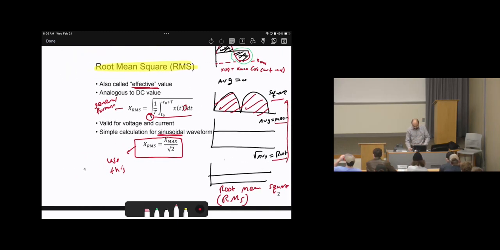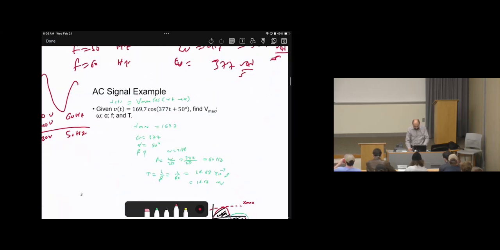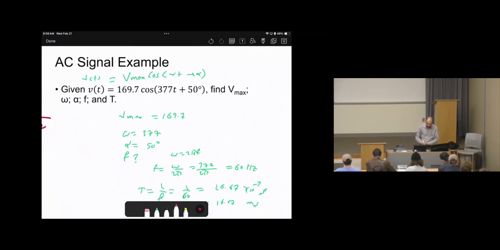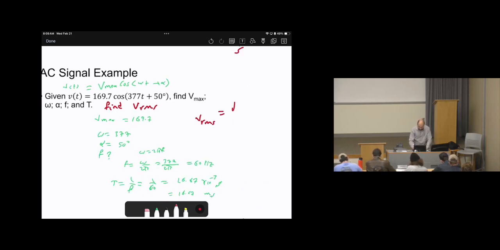Now, let me go back to this question that we solved last lecture, where we said find Vmax, omega, alpha, f, and t, and I can add something which is to find Vrms. This is for the previous example. So how to find Vrms? Vrms will be Vmax over square root of 2. We know Vmax is 169.7, so 169.7 over square root of 2 is equal to 120 volts RMS. Okay?